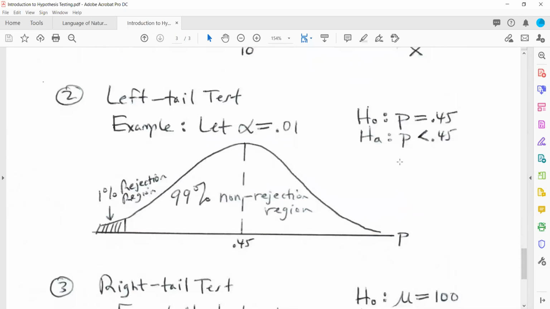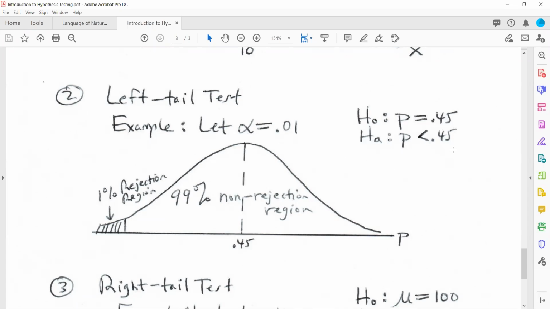If the alternative hypothesis has less than in it, we use what's called a left tail or lower tail test. All right? People use both those terms, left tail or lower tail. It means the same thing. Again, now in this case, it's a proportion. We use P as a population proportion. We say that the null hypothesis says that the population proportion is equal to 0.45. We do our bell-shaped curve. We put 0.45 in the middle. And the alternative hypothesis is that P is less than that.